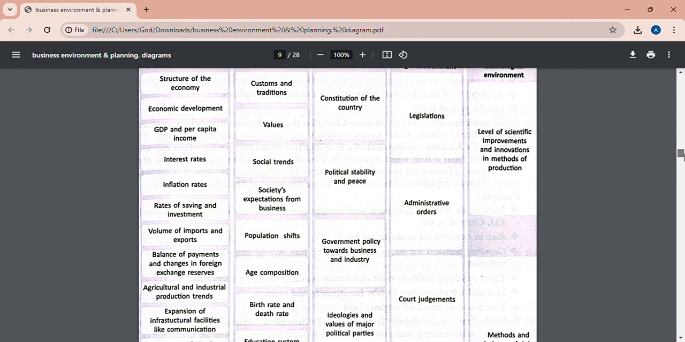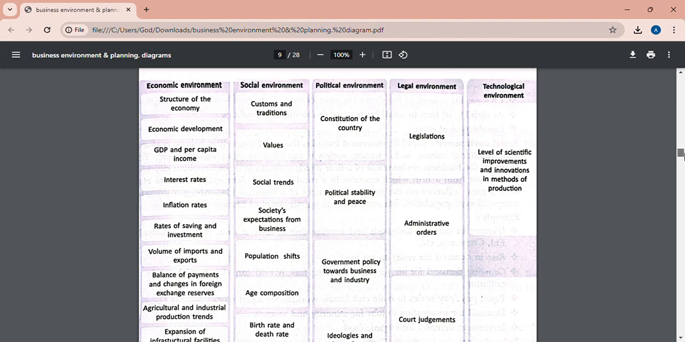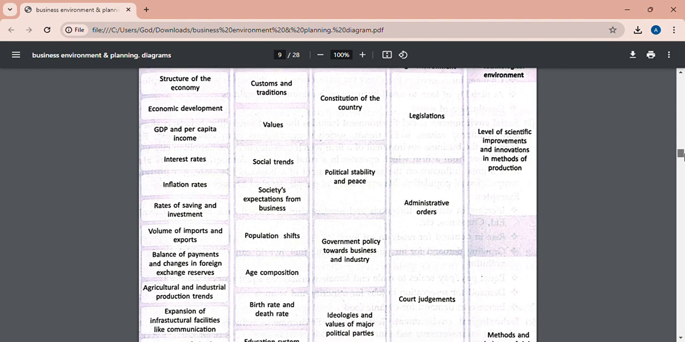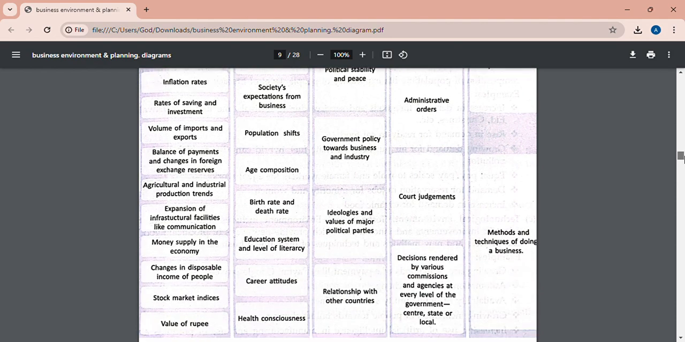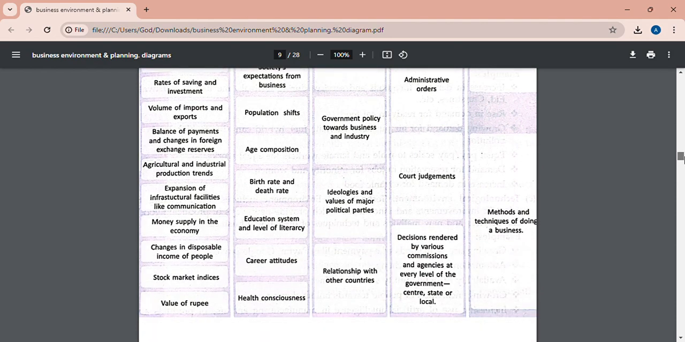Government policy: when you talk about the legal, it talks about registration, court judgments, administrative orders. Technological is always scientific improvement, innovation in the methods of production. So if you see this, it is going to help you understand which category what falls under, and that will be very helpful when you answer the case questions which are coming for 1 mark.